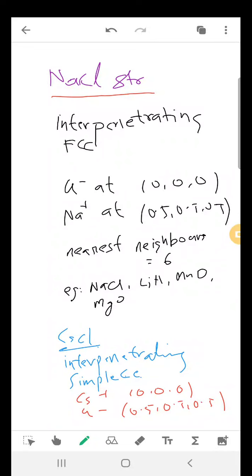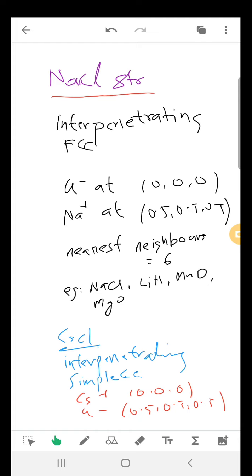Hello students, so continuing our lectures on solid state physics, today we'll start with the NaCl structure, and it is basically two interpenetrating FCC lattices with chlorine at 0, 0, 0 and sodium ion at 0.5, 0.5, 0.5, and its nearest neighbors are 6, and examples are NaCl, lithium hydride, manganese oxide and magnesium oxide.